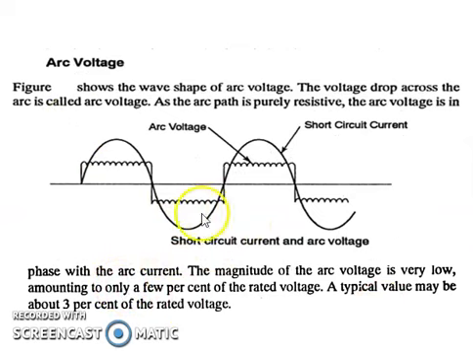Now you are seeing the voltage across the circuit breaker contact. This figure shows the wave shape of the arc voltage. The voltage drop across the arc is called the arc voltage. As the arc path is purely resistive, the arc voltage and the arc current are in the same phase. The magnitude of the arc voltage is very low, a few percent of the rated voltage, and a typical value may be about 3% of the rated voltage.